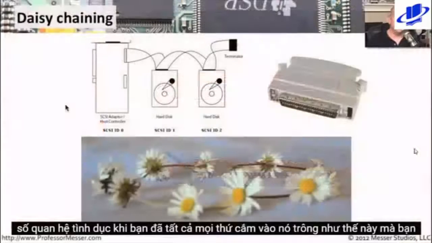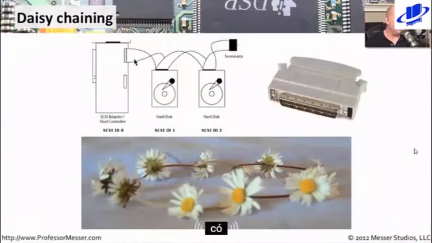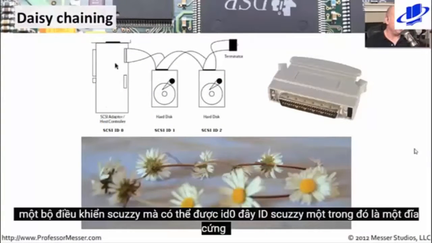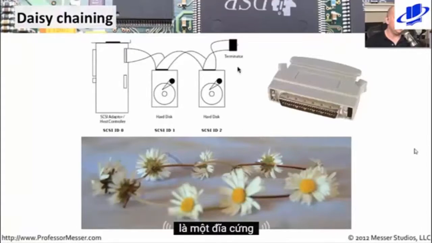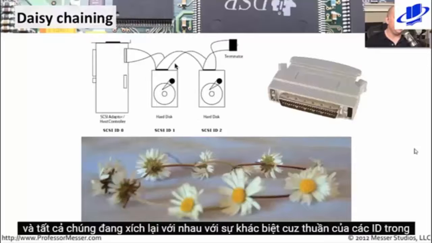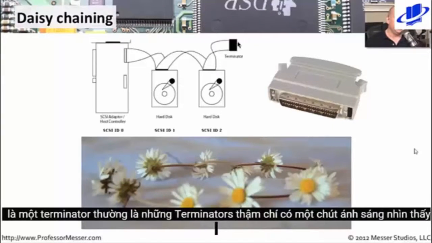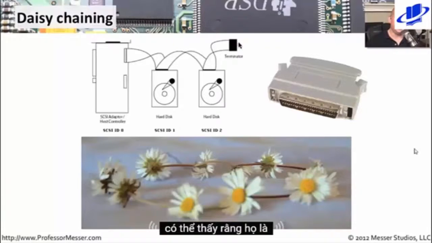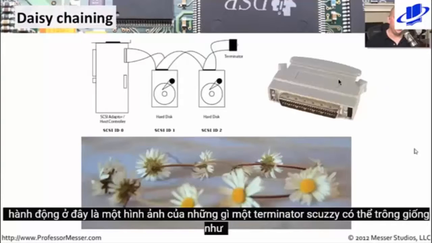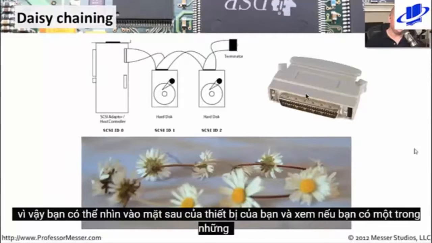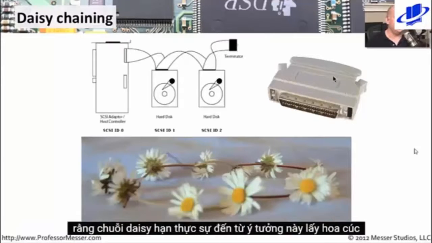Once you have everything plugged in, it looks a little like this, where you have a SCSI controller that might be ID 0. Here's SCSI ID 1. That's a hard disk. Here's another hard disk, and they're all chained together with different SCSI IDs. And at the end of the chain is a terminator. Usually these terminators even have a little light so you can see that they are active. Here's a picture of what a SCSI terminator might look like, so you can look at the back of your devices and see if you have one of those.